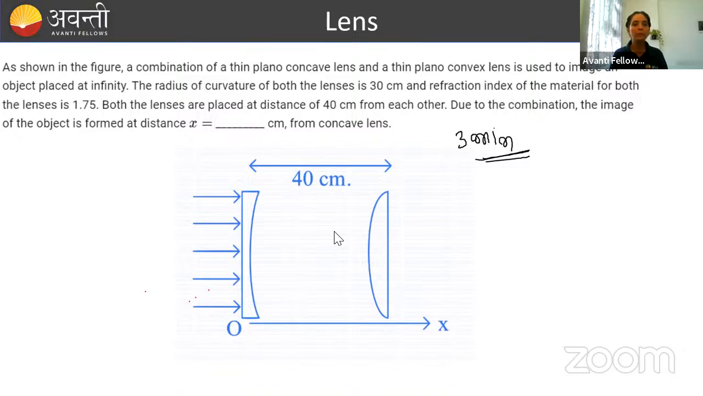Be careful in the question because focal length is not given. Instead, what is given? The radius of curvature is given and also the refractive index of the lens is given, and that is the same for both, that is 1.75. So we need to apply the lens maker's formula to calculate the focal length. And after that, the separation between the lenses is given. The object is at infinity. So the initial object distance is given, the separation is given, and their focal length we can calculate. And after that, the question is just solved. You just need to apply the formula then.